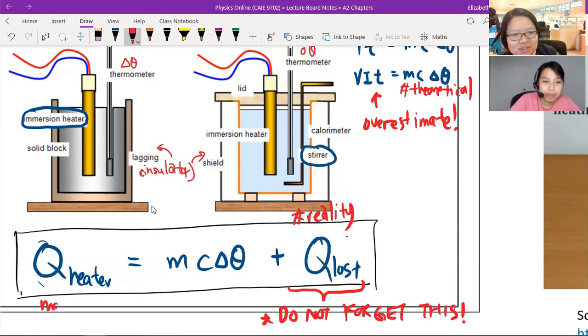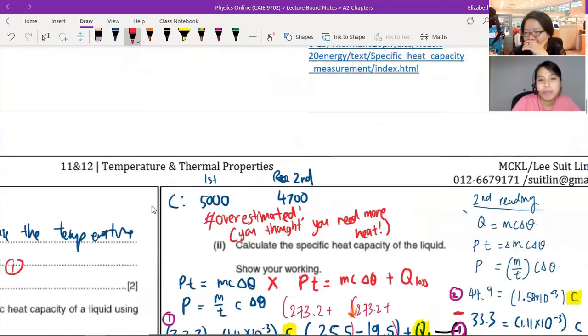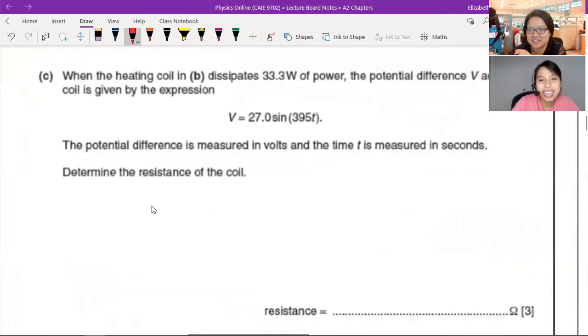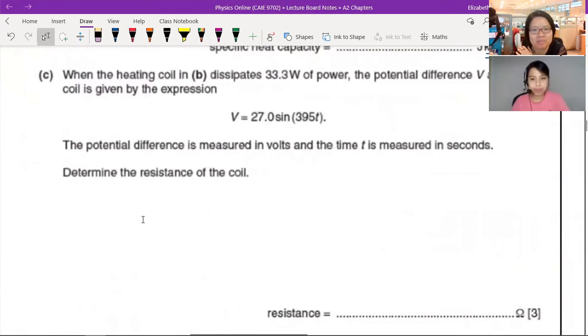Okay, let's move on to the last part of the question. Okay, wait, I must write more heat use. More rate, not the exclamation point. Okay, so the heating coil dissipates 33.3 watt of power. The potential difference is given by this expression.